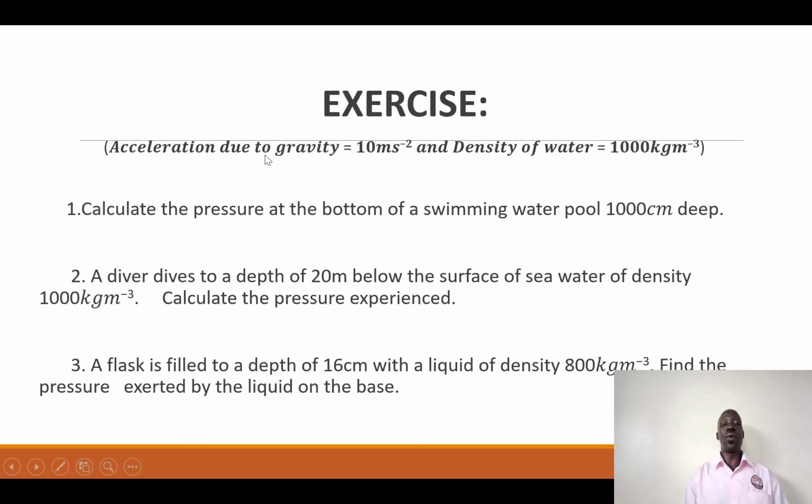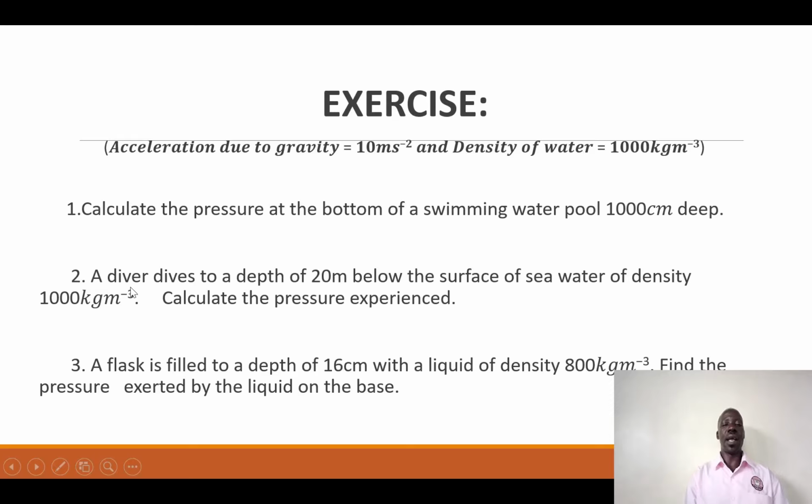Now, I'd like to invite you to do these three questions for me. Question number one says, calculate the pressure at the bottom of a swimming pool 1000 centimeter deep. I've given you the acceleration due to gravity as 10 meters per second squared, and the density of water as 1000 kilogram per cubic meter. Please utilize whatever is given here to calculate the pressure at the bottom of the swimming pool.